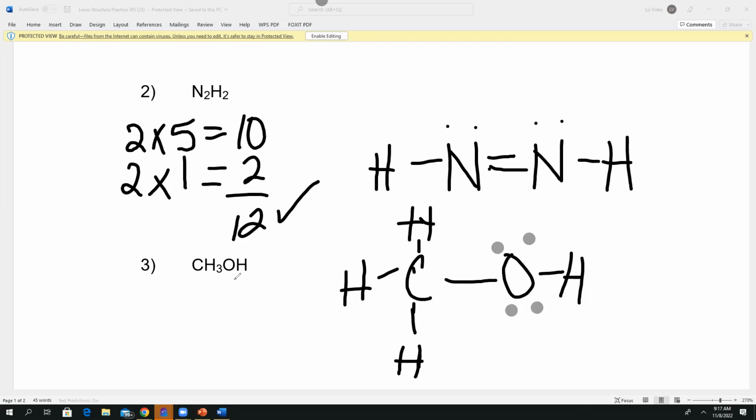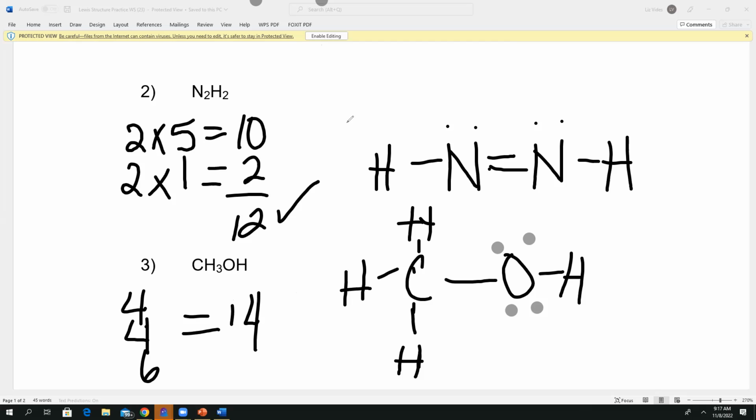Now, if we actually did the math like we were supposed to before we started, all right, we would have had 1 carbon, 4 hydrogens and 1 oxygen, right? And that would have been a total of 14. All right, let's count. 1, 2, 3, 4, 5, 6, 7. 7 times 2 is 14. So that is the correct Lewis structure. We used every single one and they're in the right place.